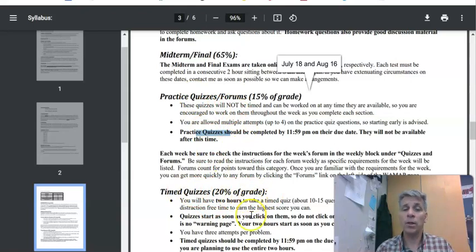Timed quizzes are 20% of the grade. If you're doing the practice quiz and you do well, you're ready for the timed quiz. They're very similar, just so you know. Timed quizzes are timed, 2 hours, but you should not need 2 hours for it.